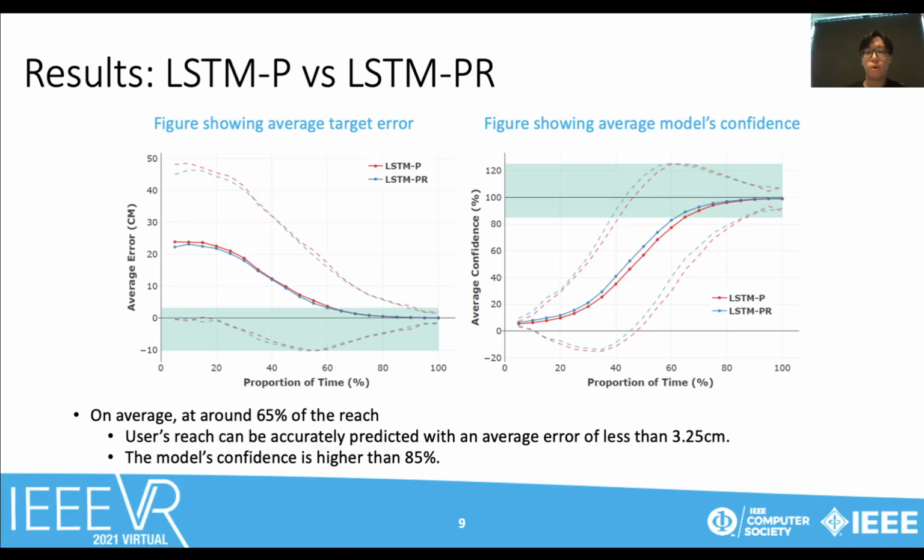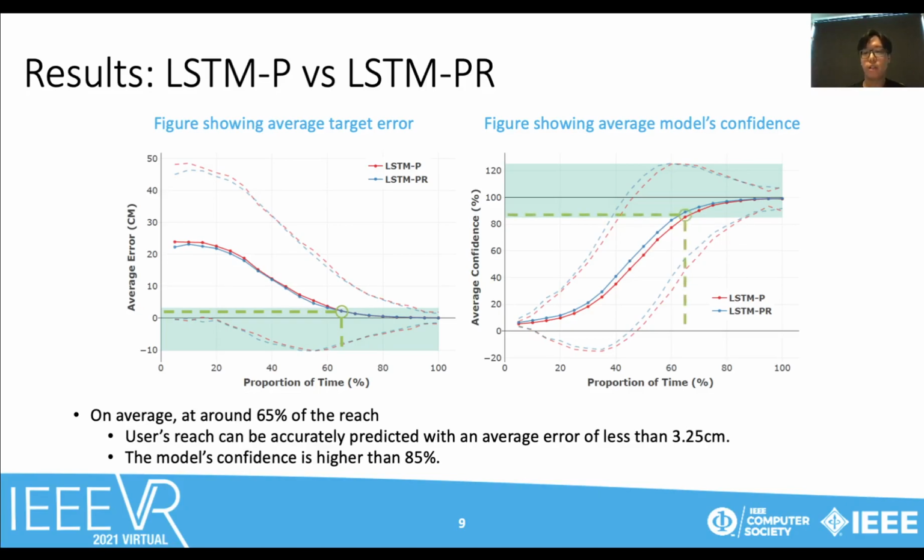We discovered that both LSTM networks perform similarly, achieving high accuracy and can predict early. On average, at around 65% of the reach, the user's reach can be accurately predicted with an average error of less than 3.25 centimeters. This accuracy is considered low, as the closest neighboring target center point is 6.5 centimeters away from the real target's center point. This indicates that on average, we can apply retargeting to the last 35% of the movement.